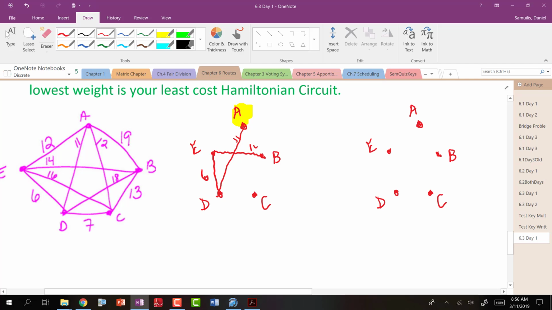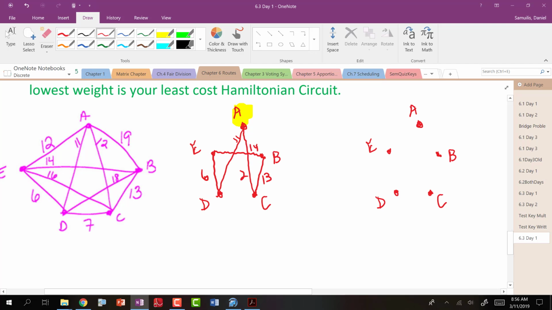Really isn't that hard once you look at what we're doing here. Now I only have one option. I cannot close off A. I started at A, I have to end at A. So I am forced to do C, which is 13, and then I must end up at A and be finished there, and that is 12.